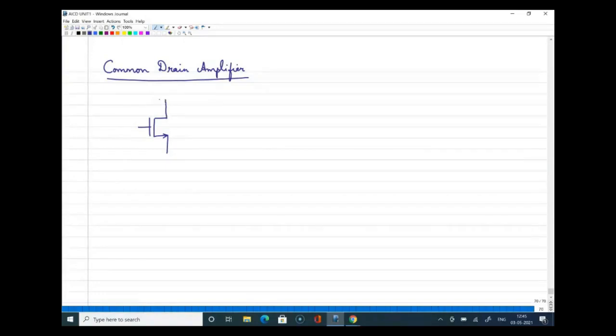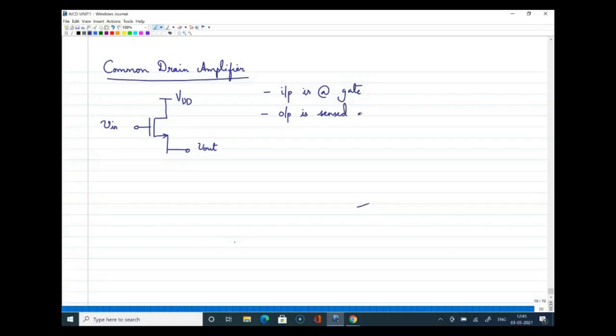Drain should be common, so I'm just connecting that directly to VDD, and we know that VDD will act as a zero or a ground for small signals. Input is connected to gate, and output is taken from source. This is V out. All right. So what we need to understand here is that input is at gate, output is sensed at source, and the drain terminal is common for both input as well as output.